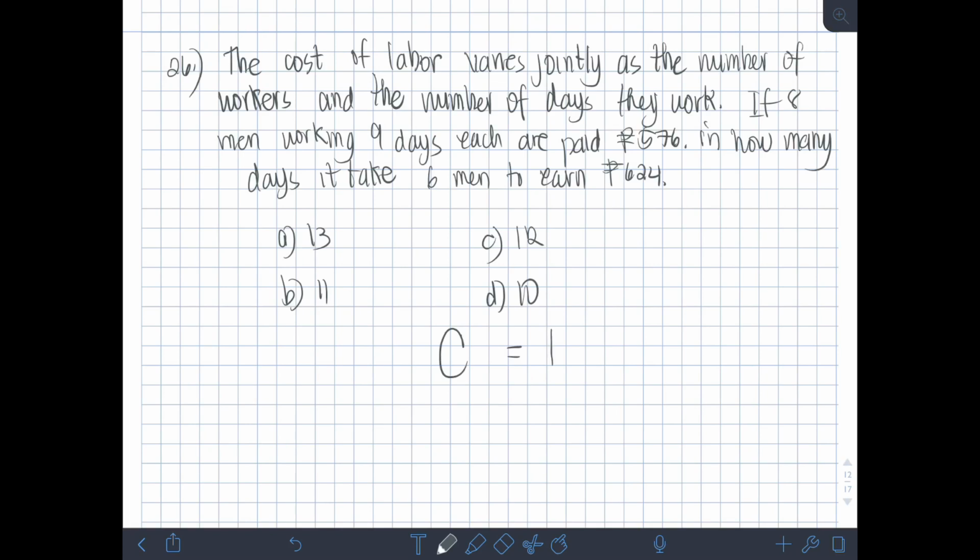So, the constant of proportionality K times the product of the workers, let's say W, and the days, let's say D. So this is our equation. So we should solve for K, right?